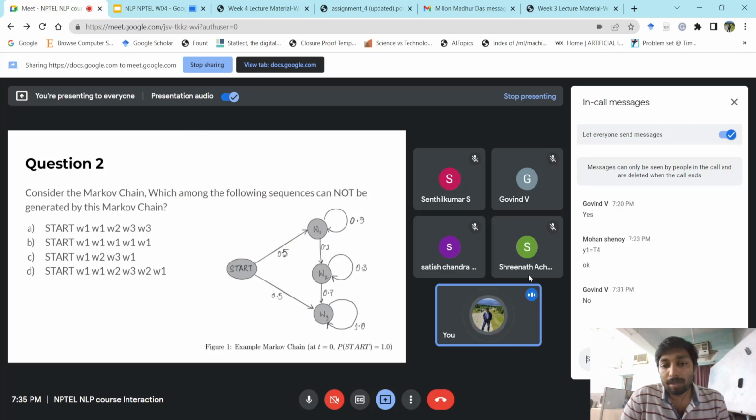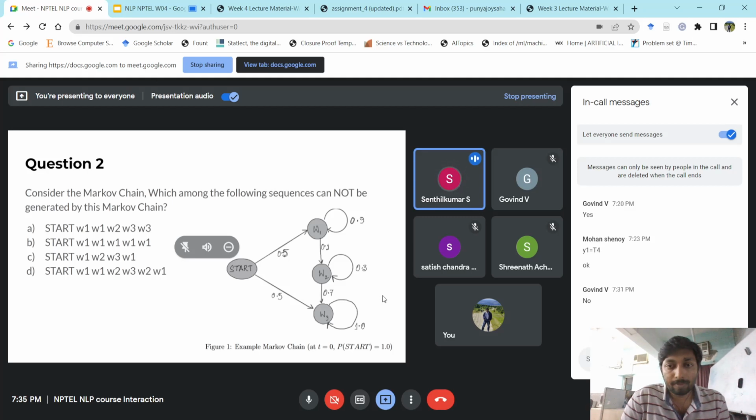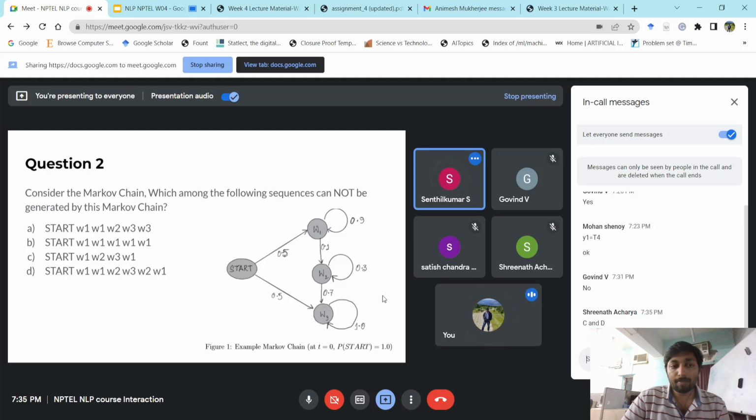Srinath and Senthil, you can also comment if you have understood or not, and maybe tell the answer. Did you get this Markov chain part? Yeah, whatever you are explaining, it's okay. You can also discuss the issues that you are facing.